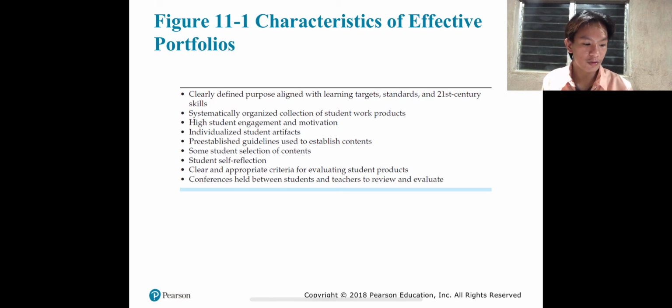So in figure 11-1, characteristics of effective portfolio: clearly defined purpose aligned with learning targets, standards, and 21st century skills, systematically organized collection of student work products, high student engagement and motivation, individualized student artifacts, pre-established guidelines used to establish contents, some student selection of contents, student reflection, clear and appropriate criteria for evaluating student products, conferences held between students and teachers to review and evaluate.